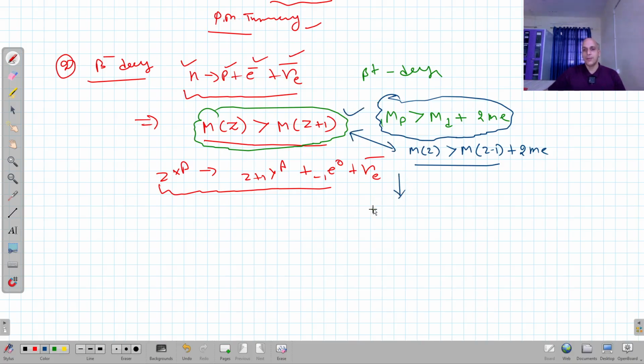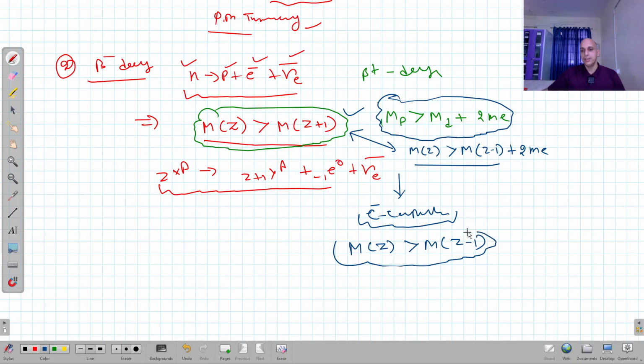Similarly, for electron capture, the third process, if we apply the law of conservation of mass energy, then it is found that it is possible if the mass of the parent is greater than the mass of the daughter, Z minus 1. So in this case, we have only this relation, but for beta positive decay, the earlier condition should be satisfied. So these are the three conditions that we have to remember, because a question can be asked from here, that what is the condition for mass energy conservation for beta negative decay, beta positive decay, and electron capture.